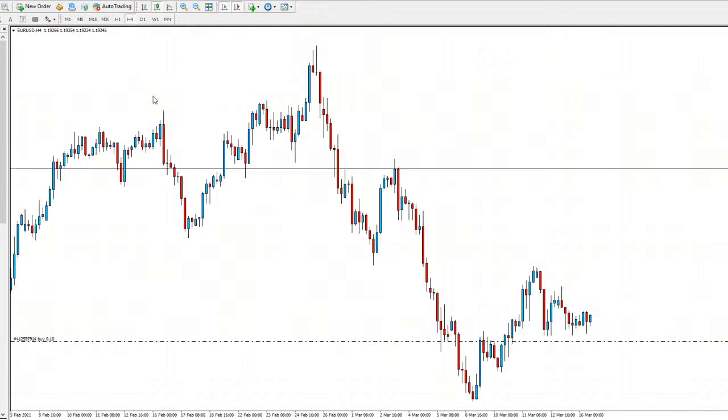I'm still in a long for Euro USD, which I was in the long last week. So again, I did show that trade last week. So we did have a nice push to the upside. Trade was going quite well. Price then went against me. As you can see, we're kind of just consolidating right now.